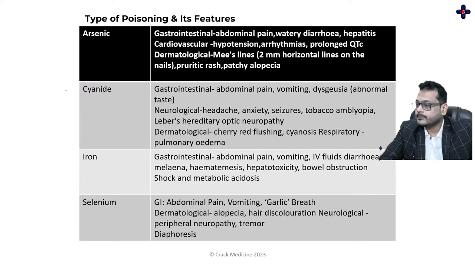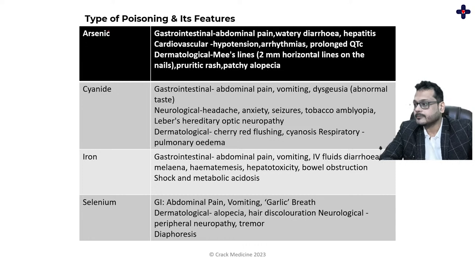Now, here are some beautiful poisons, their poisoning effects, how they act and what symptoms they produce. For example, if we talk of selenium, how you should remember selenium is that it looks, tastes and smells like garlic. So a patient with garlic breath odor is definitely a patient of selenium poisoning, especially for exams.